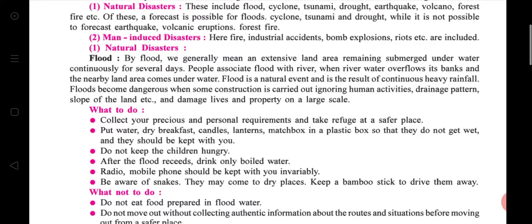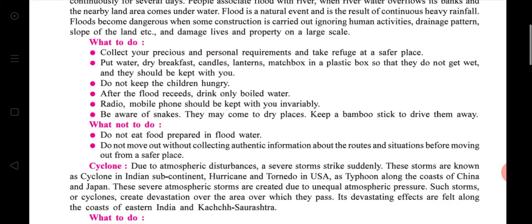Then the third is do not keep the children hungry. The fourth one is after the flood recedes, drink only boiled water, because at the time of flood, clean water merges with bad water. I mean to say hygienic and unhygienic waters are mixed, and we don't have pure clean water. So at that time we drink only boiled water. Then a radio and mobile phone should be kept with us invariably. Then be aware of snakes. They may come to the dry place, so keep a bamboo stick to drive them away.